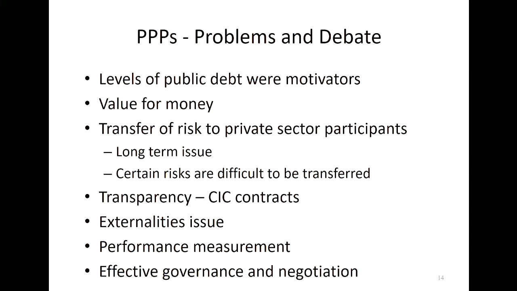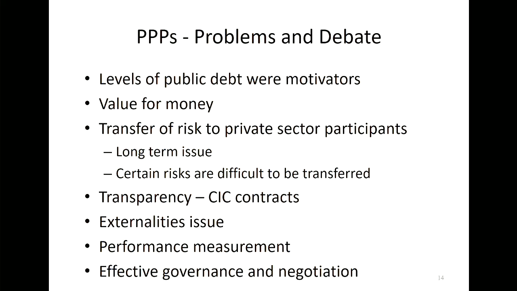And also certain risks are difficult to transfer, such as the social and environmental risks that we have looked at just now. All these traffic jams, they are negative externalities, right? So all these negative externalities, the private sector operator may not be in a position to manage, and so the government has to handle all these risks.